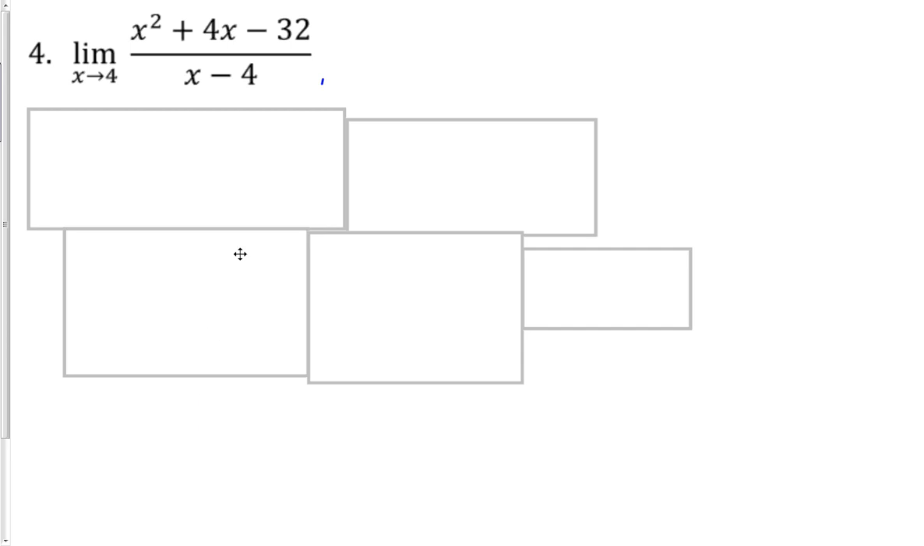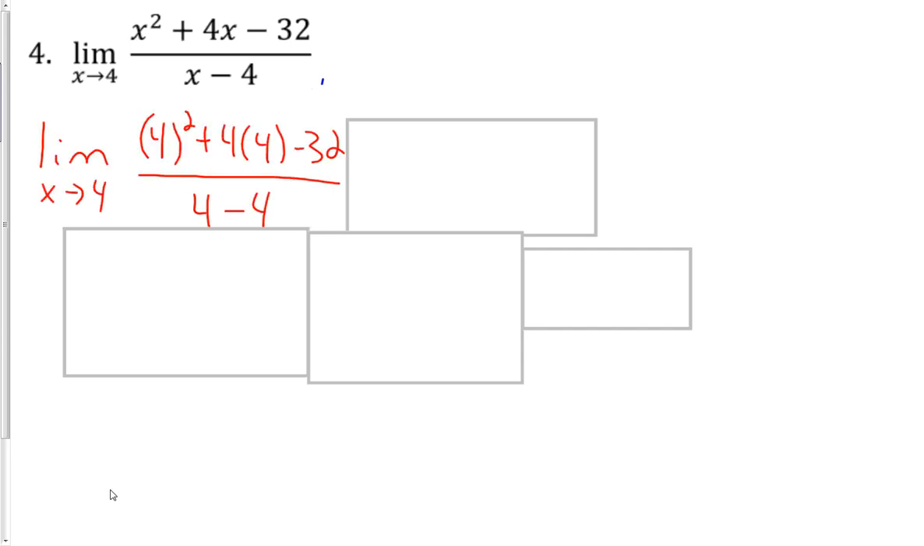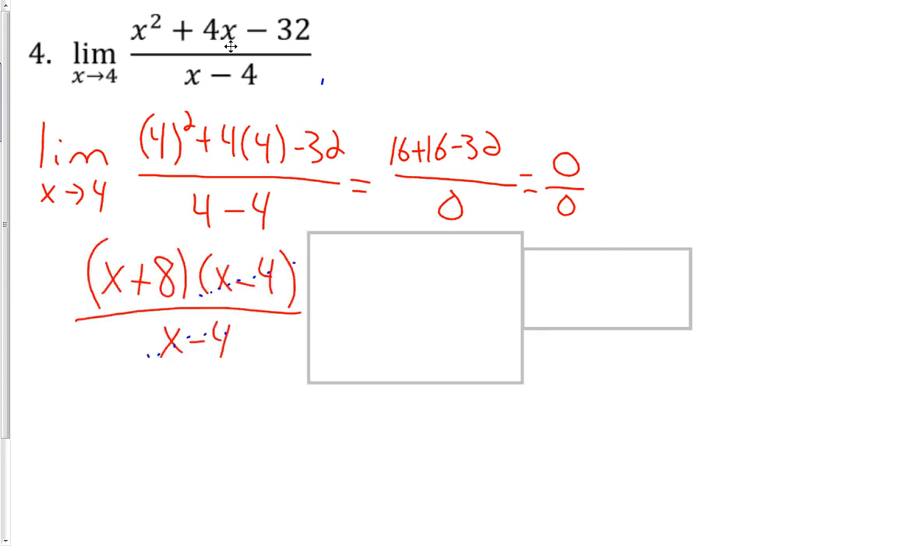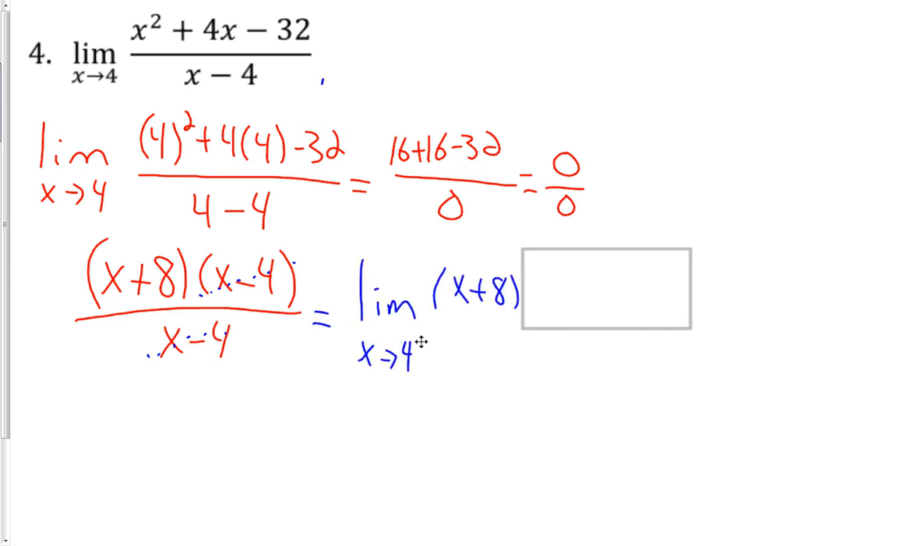Next, same idea with x squared plus 4x minus 32 over x minus 4 as x goes to 4. We plug it in: 16 plus 16 minus 32 is 0, 0 over 0, so that means more work, right? The top, numbers multiplied equal minus 32 and add to equal 4 are going to be plus 8 and minus 4, so x plus 8 times x minus 4. The x minus 4s are going to cancel, and then we get the limit as x goes to 4 of x plus 8, and then we plug 4 in, 4 plus 8, and the limit is 12.